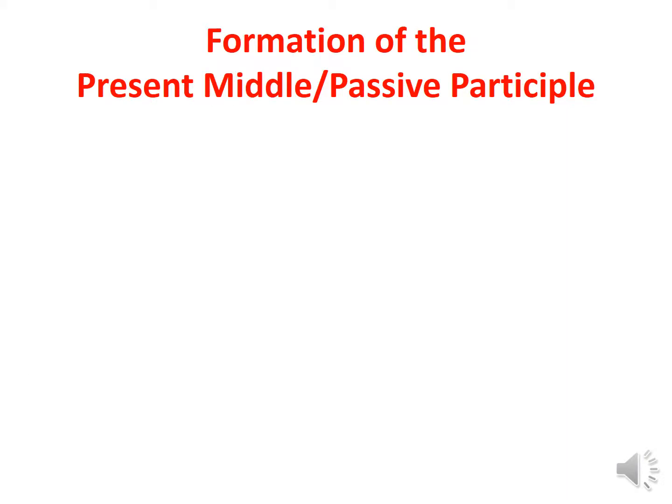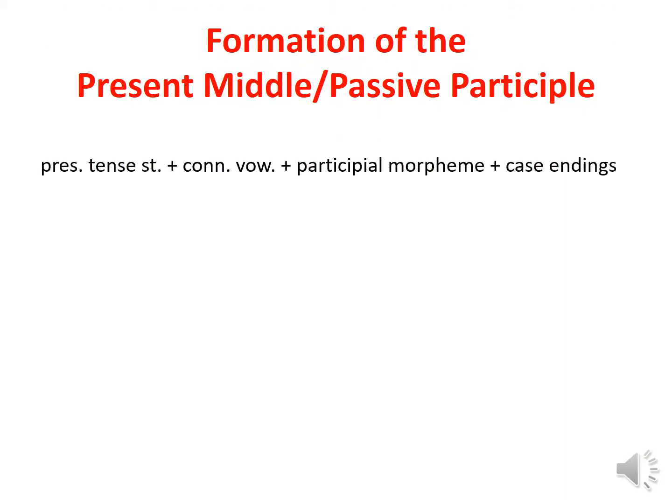Formation of the present middle passive participle. Stem, connecting vowel, morpheme, case endings. What's going to be different is the participial morpheme and a different case ending pattern. So now instead of using the nu ta and usa, we're going to use the mina, mine, participial morpheme, and second declension masculine, first declension feminine, second declension neuter endings, what we call the 2-1-2 pattern.